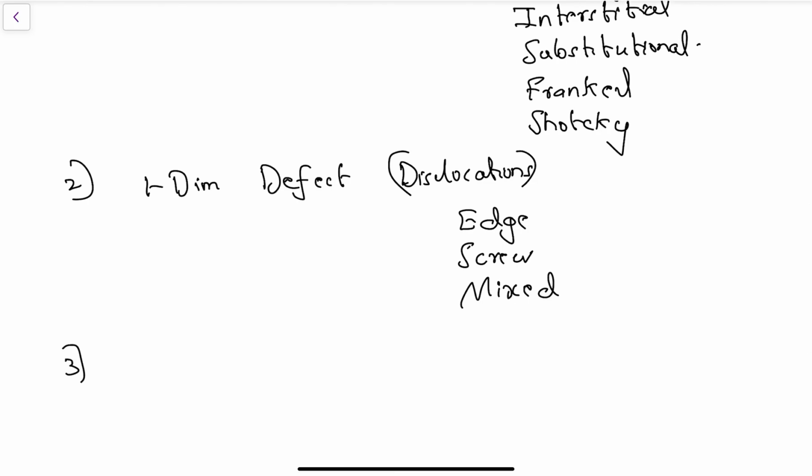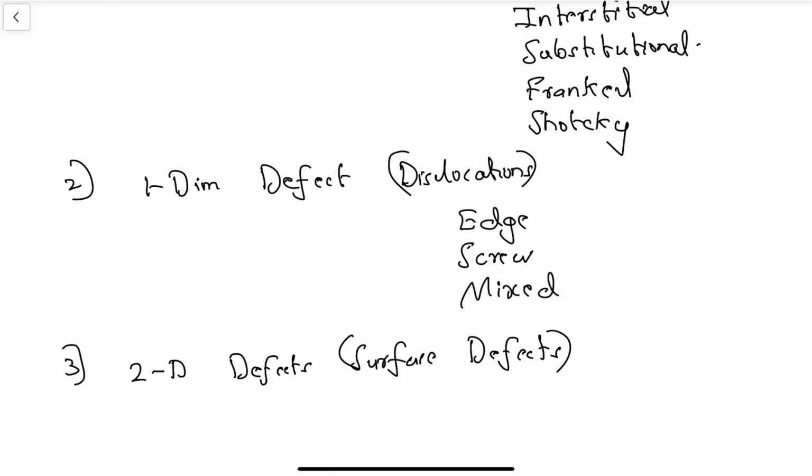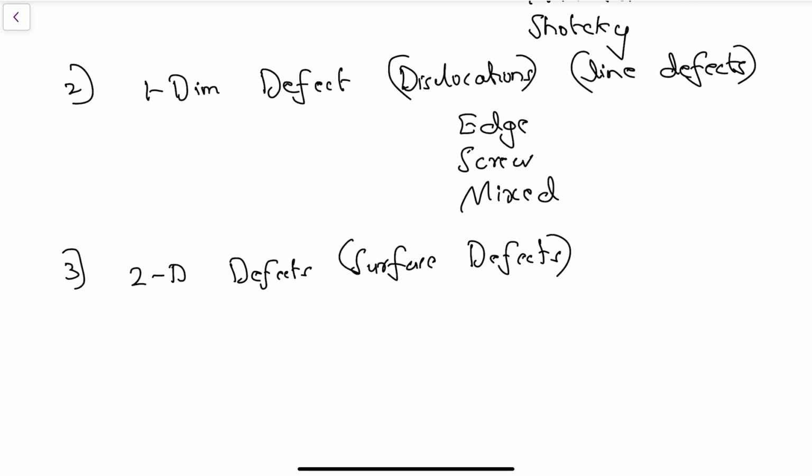And then you have the third defect, called 2D defect, or surface defect. So one point, the one-dimensional defects are also called line defects. So under 2D defects comes the free surface. So free surface is actually a defect. We will see why it is.